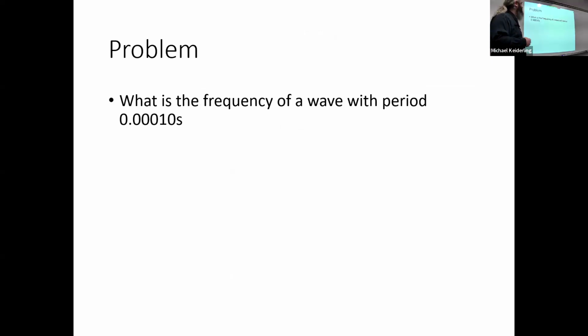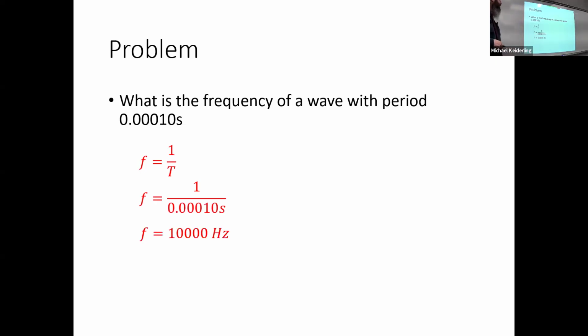So what's the frequency of a wave with a period of 0.0001 seconds? Well, frequency is just 1 over period. So 1 over 0.0001 seconds is 10,000 hertz.